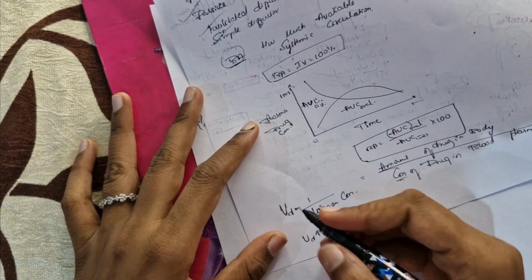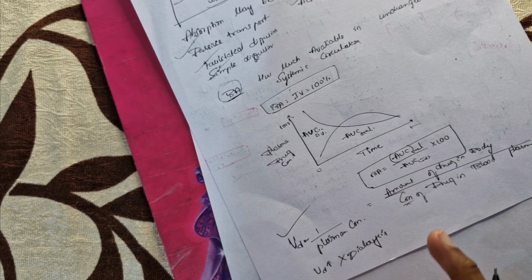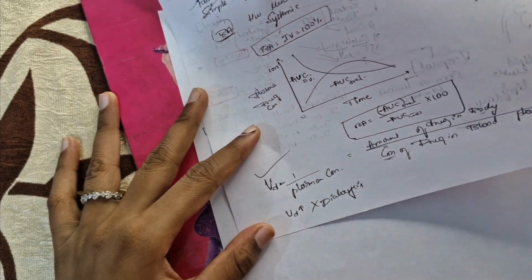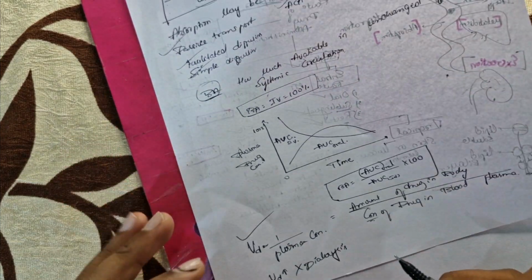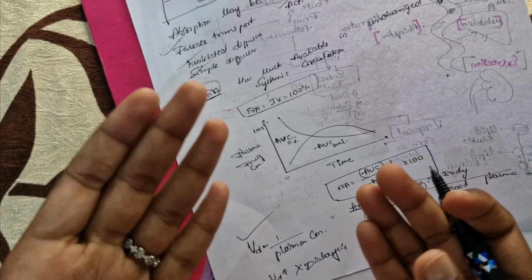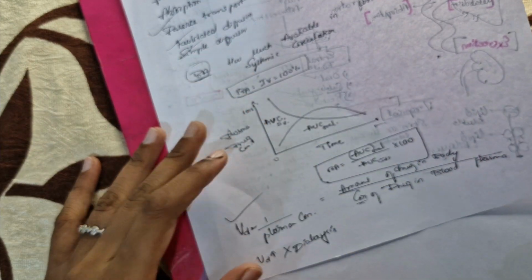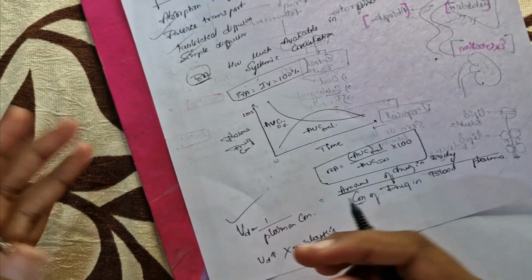Then we come to volume of distribution. This is absorption, and absorption is over. Now distribution, in distribution we have volume of distribution. Volume of distribution is inversely proportional to the plasma concentration. If the plasma concentration is more, then it won't be available in the tissues. From plasma only, the drug has to go to the tissues. Now everything will be present in the plasma itself, so there won't be anything in the tissues.